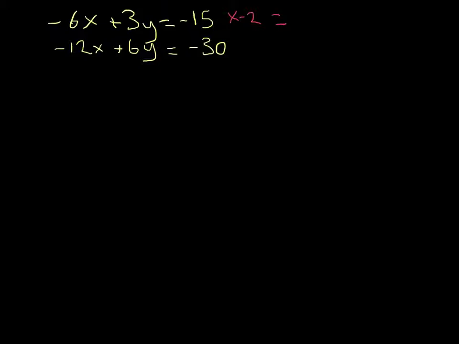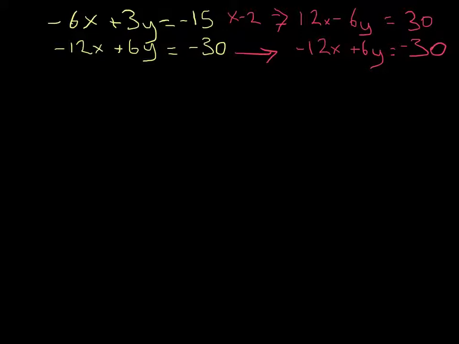So -6 times -2 is 12. And then 3 times -2 is -6. And then -15 times -2 is 30. And then we just rewrite this equation. And we can add them together.